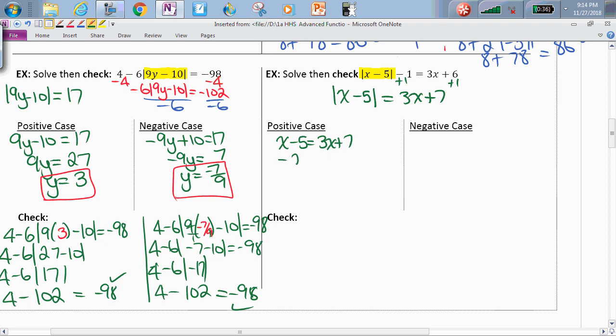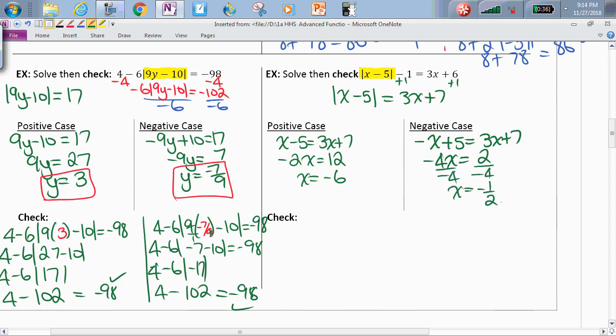Move this over, we get negative 2x equals, move the 5 over, we're going to add that, it gives me 12. Divide both sides by negative 2, you get negative 6, so that's hopefully a potential answer. The negative case, remember that means everything in here was negative, or just the opposite sign. Negative x plus 5 equals, and the right side stays the same. Pull this over, we get negative 4x, subtract the 5 over, equals 2. Now divide both sides by negative 4, and x equals negative 1/2. These are potential answers, we want to check this.